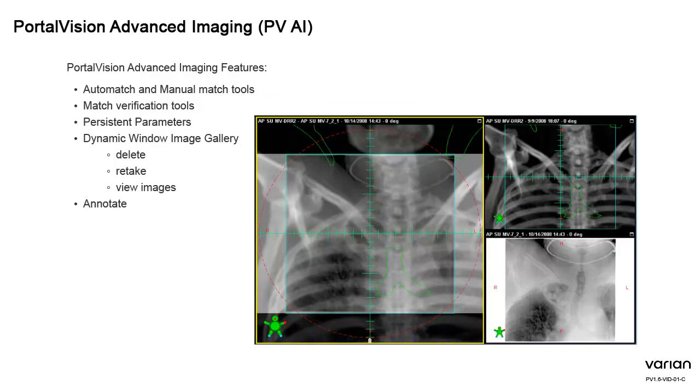Portal Vision Advanced Imaging, PVAI, moves the MV image review and matching to a monitor separate from the 40ITC. PVAI provides a larger viewing area when matching the acquired 2D MV image with the corresponding reference image. The verification and match tools available in PVAI are comparable to those available in the OBI onboard imager. We have maintained functionality between PVAI and the imaging functionality built into the 40ITC.